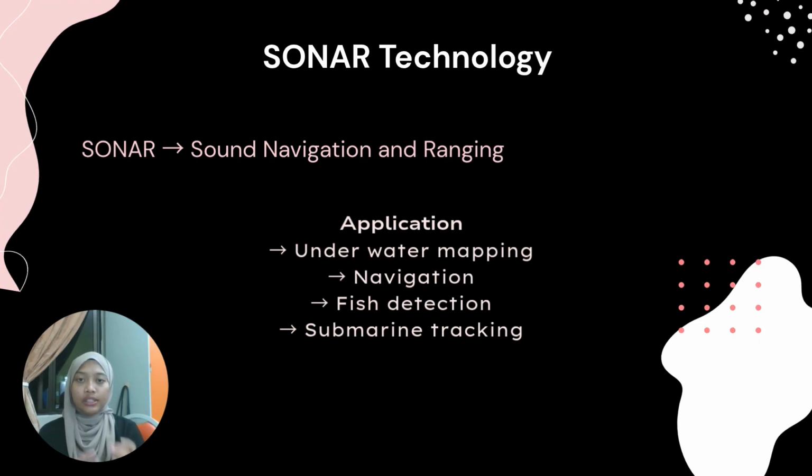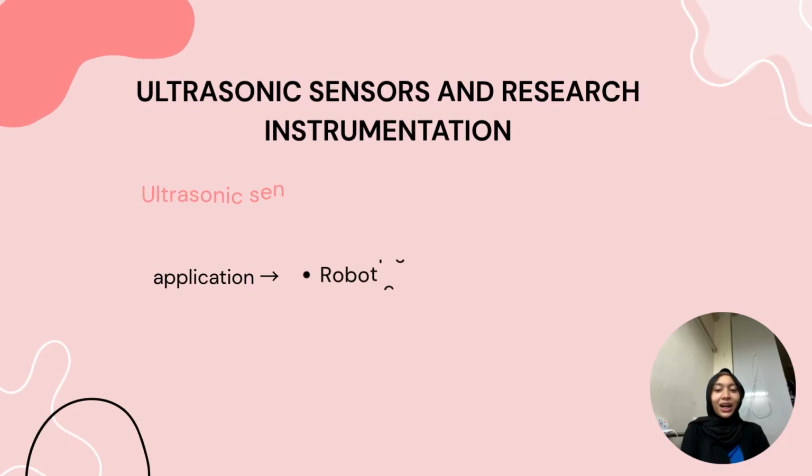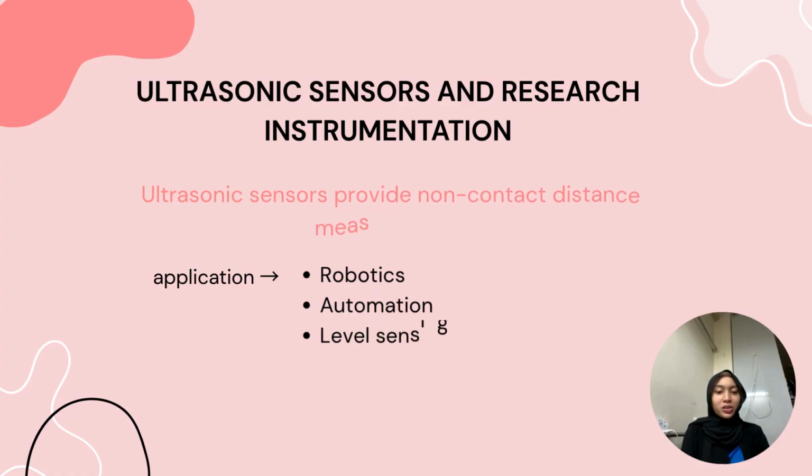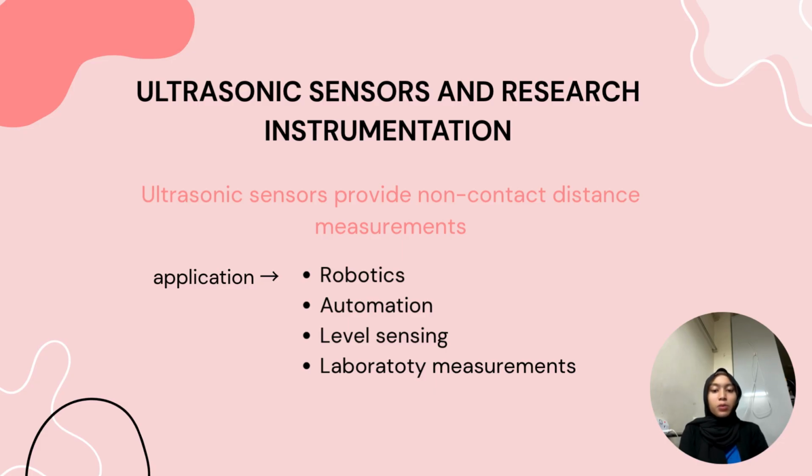In addition to large-scale applications, ultrasound is also used in sensors and research laboratories. Ultrasonic sensors provide non-contact measurement of distance, position, and object detection. These sensors are commonly used in robotics, automation systems, and manufacturing processes. In research laboratories, ultrasound can be used for material characterization, particle analysis, and acoustic measurement. Their ability to provide rapid and accurate measurement makes them valuable scientific instruments. Despite these advantages, ultrasound technology also has several limitations.